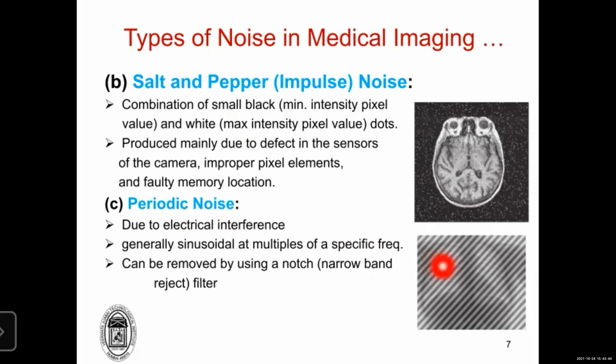Next is periodic noise. Like in this image, some lines are clearly visible. It is corrupting the original image. This type of noise is due to electrical interference, generally sinusoidal at multiples of a specific frequency. So it can be removed by using a notch filter or narrowband reject filter.